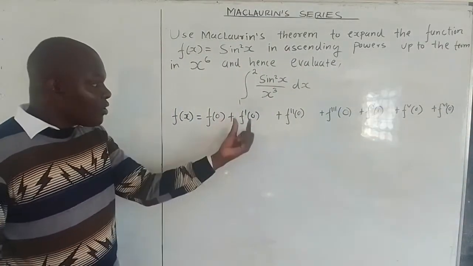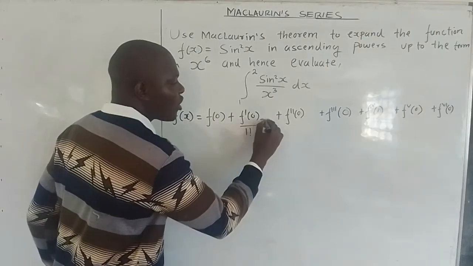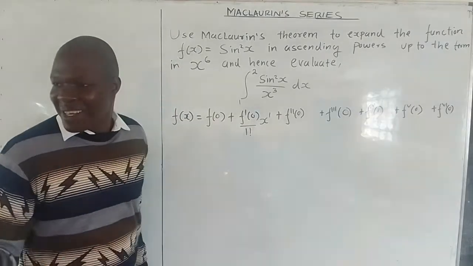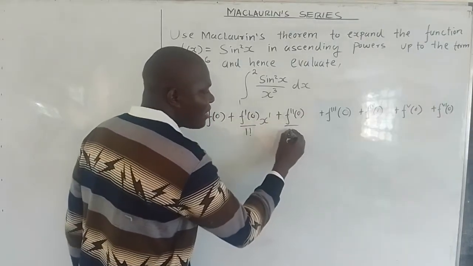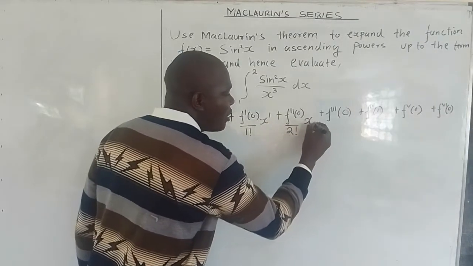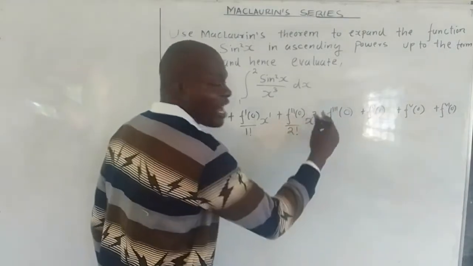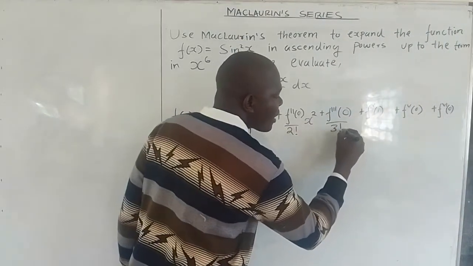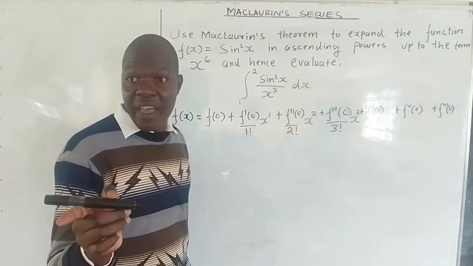Now, when you differentiate it once, it is over 1 factorial, then your x is raised to power 1, isn't it? When you differentiate it twice, the second derivative, it is over 2 factorial, then your x is raised to power 2, isn't it? When it is the third derivative, it is over 3 factorial, then your x is raised to power 3, isn't it? Are we together?